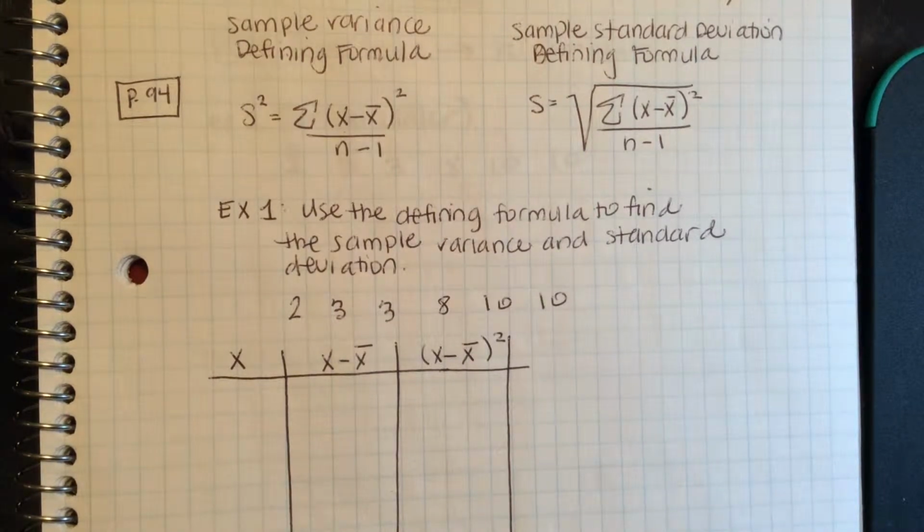Welcome back to 3.2, Example 1, Measures of Variation. In Example 1, we're going to use the defining formula listed above to find the sample variance and standard deviation.